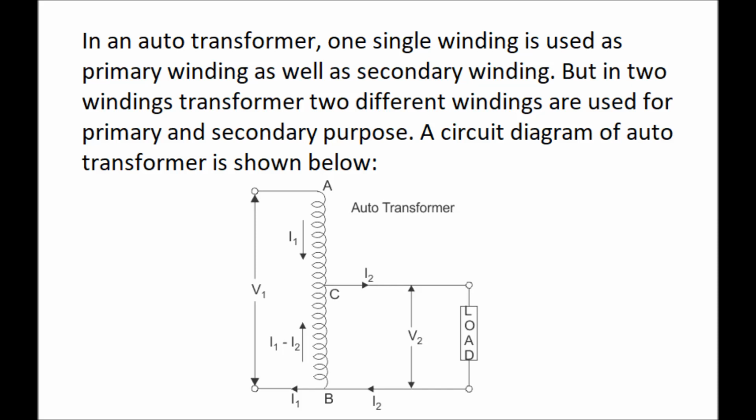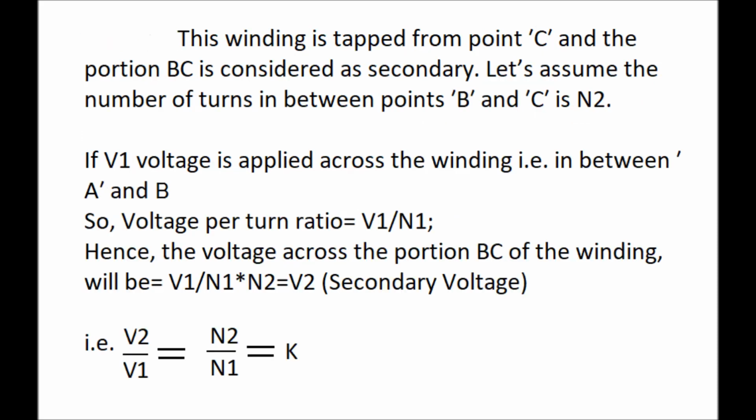auto transformer. I1 is the primary current flowing through the portion of the winding AC, and I2 is the current flowing in the secondary winding. And for the portion BC of the winding, the current flowing is I1 minus I2.